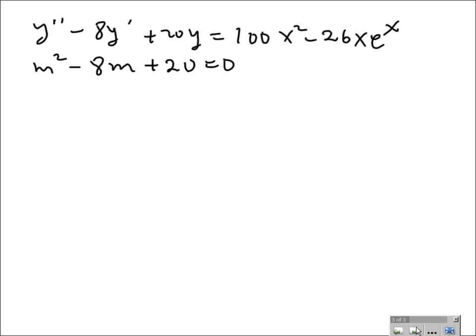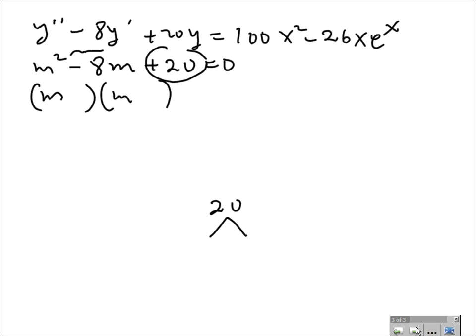Since it's 1m squared, I'm going to try to play the m followed by a number game times the m followed by a number game. When it comes to 20, I want the product to be positive 20. So the signs have to be the same, because only a positive times a positive can give you a positive 20, and a negative times a negative can give you a positive. But if the signs are different, you don't get a positive.